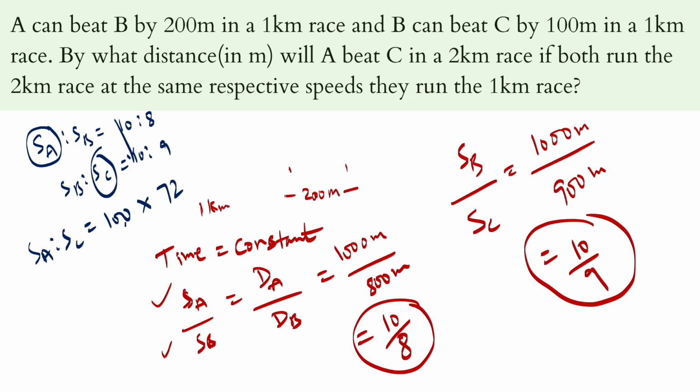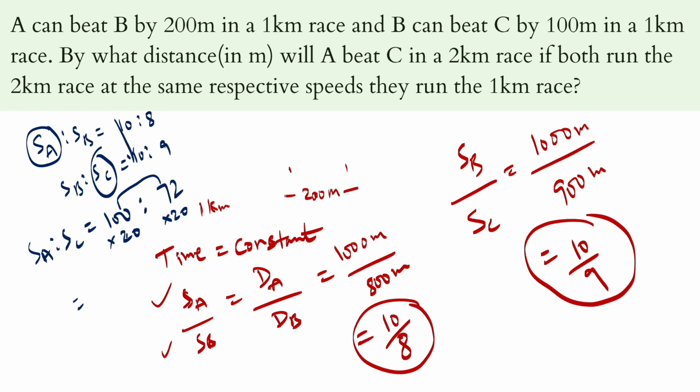Now if both run the 2 kilometer race at the same respective speeds, see, if it is a 2 kilometer race, then we must multiply 100 with 20. So then only it becomes a 2 kilometer race. So if we multiply this one with 20, we must also multiply 72 with 20, right? So initially, what is the difference between 100 and 72? Sorry, we have to take the ratio here.